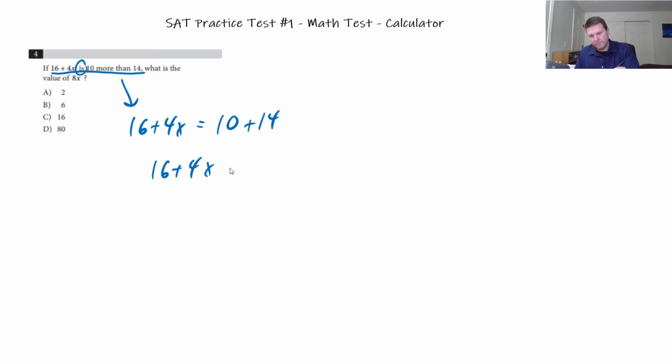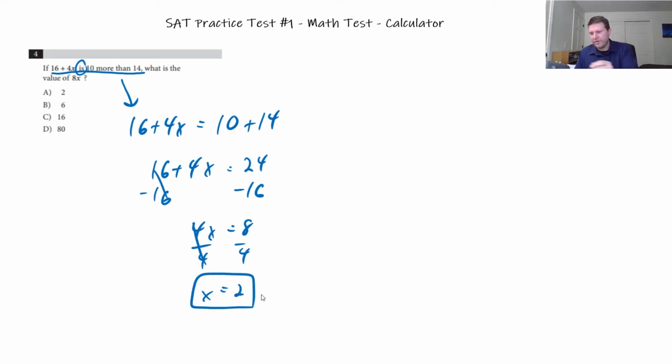So number 4, it's still in the easy, so make sure not to overthink it. It's really just coding this sentence into an algebra equation. So like 16 plus 4x in math means equals, and then 10 more than 14 is 10 plus 14 or 14 plus 10, either way, but now you're just solving it out. So 16 plus 4x equals 24, and just move your 16 over, and then 4x is 8, and then you can divide both sides by 4, and you get x is 2.